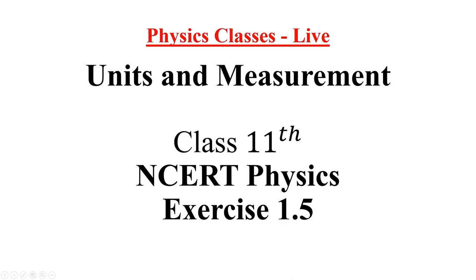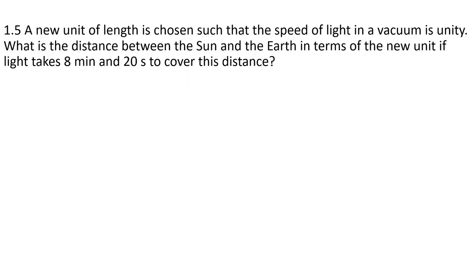Hello everyone. In this video we are discussing exercise 1.5 from class 11th NCERT physics, chapter units and measurements. The question says a new unit of length is chosen such that the speed of light in vacuum is unity. What is the distance between sun and earth in terms of new unit if light takes 8 minutes and 20 seconds to cover this distance?